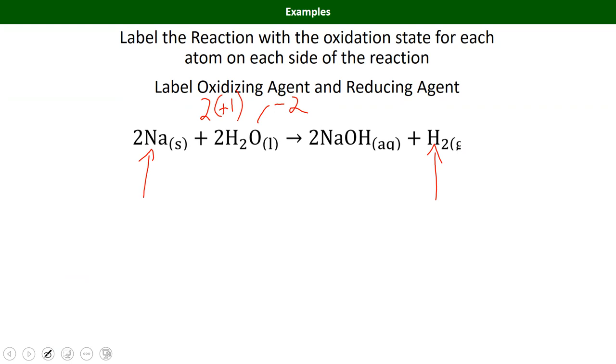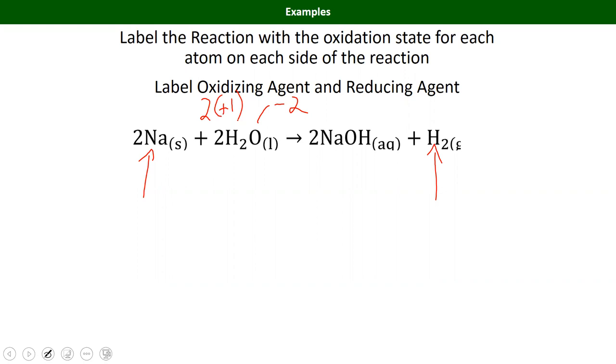I just filled in for the water what we did before. Oxygen is the most electronegative, so it wants to be a negative two, and there's two hydrogens. So that means the oxygen can be negative two, and each hydrogen is plus one.